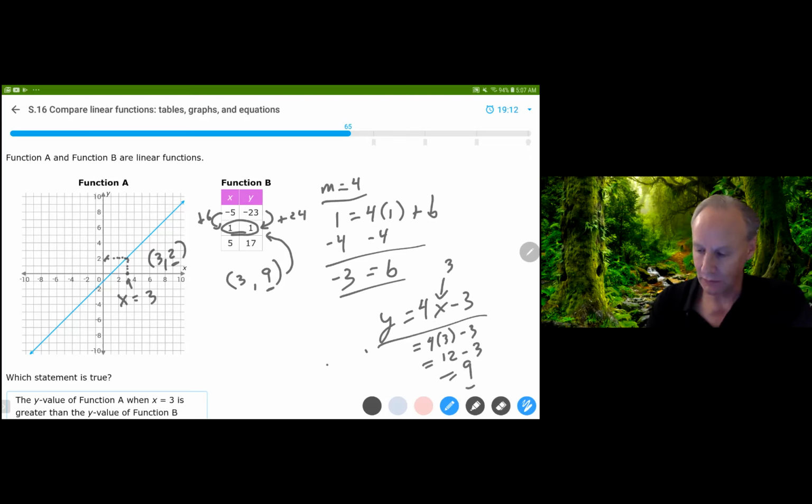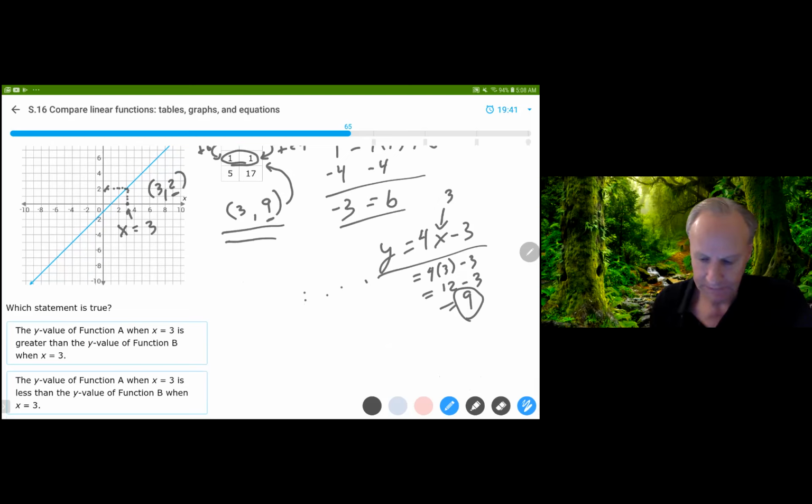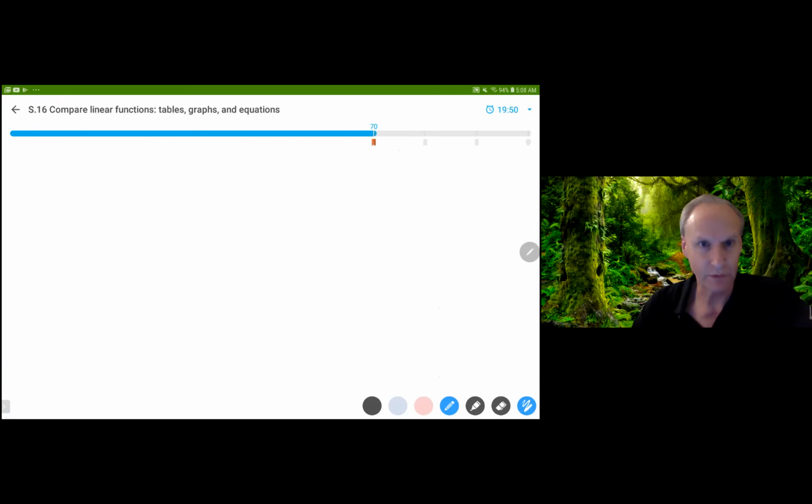Now that seems like a whole lot of work compared to this one, doesn't it? That's because if you turn your brain off and you don't think about it, you're going to have to go through all the steps every single time. But when you can see a nice shortcut, sometimes it's nice. Anyway, my y value in function b is 9 when x is equal to 3, and my y value in function a is only 2. Let's see. The y value of function a when x equals 3 is less. So there it is. Quite a bit of stuff going on there.